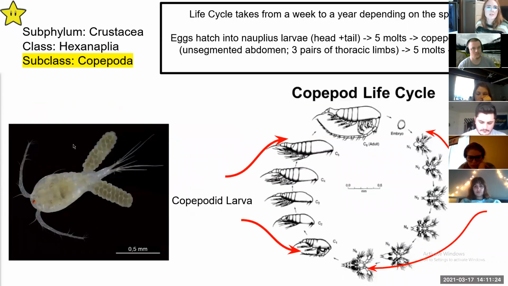Okay, so I just want to go over briefly what the life cycle of a copepod looks like. It can range from 3 weeks to a year. They are also really interesting because they can exhibit diapause, which makes their dynamics a little bit more complicated. Does anyone know what diapause is? Have you come across that term before?